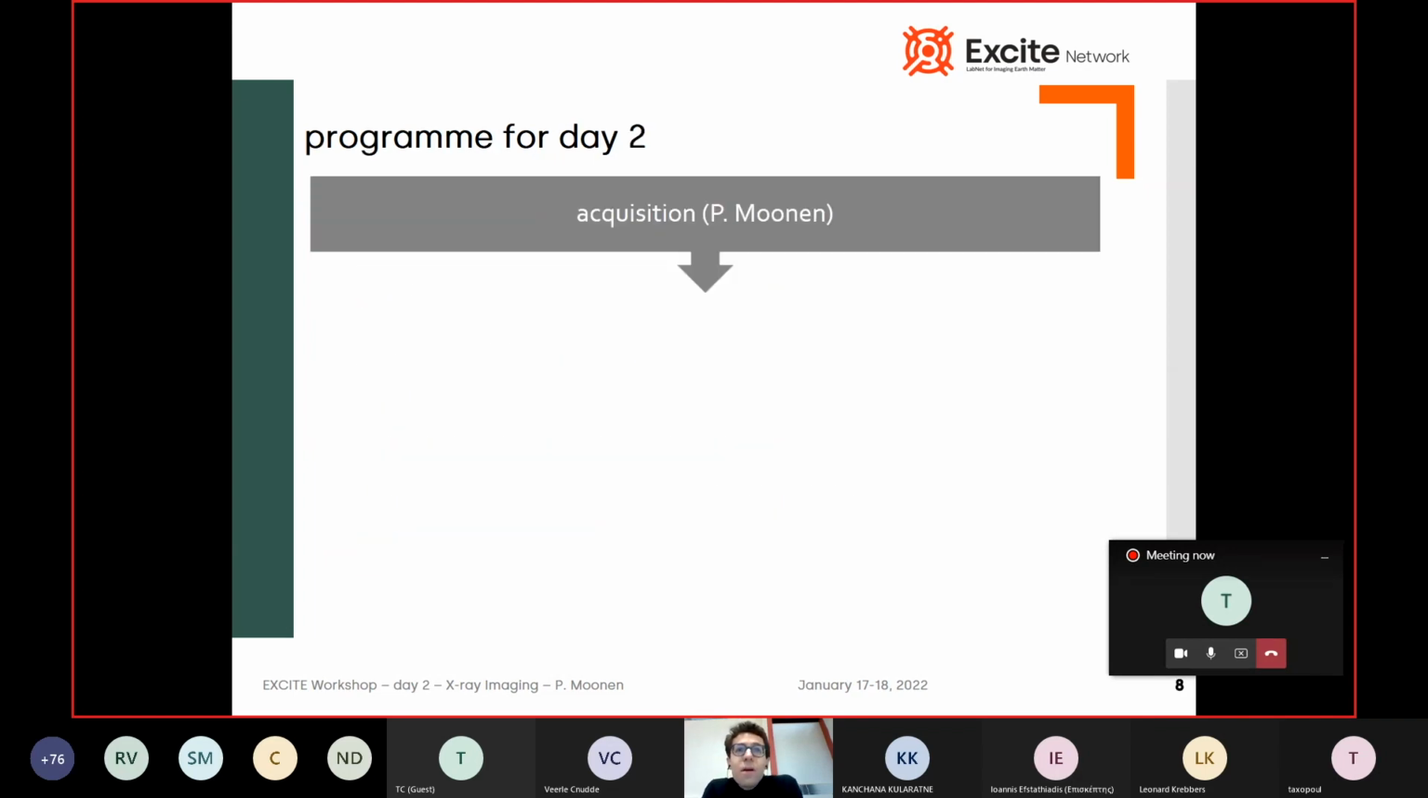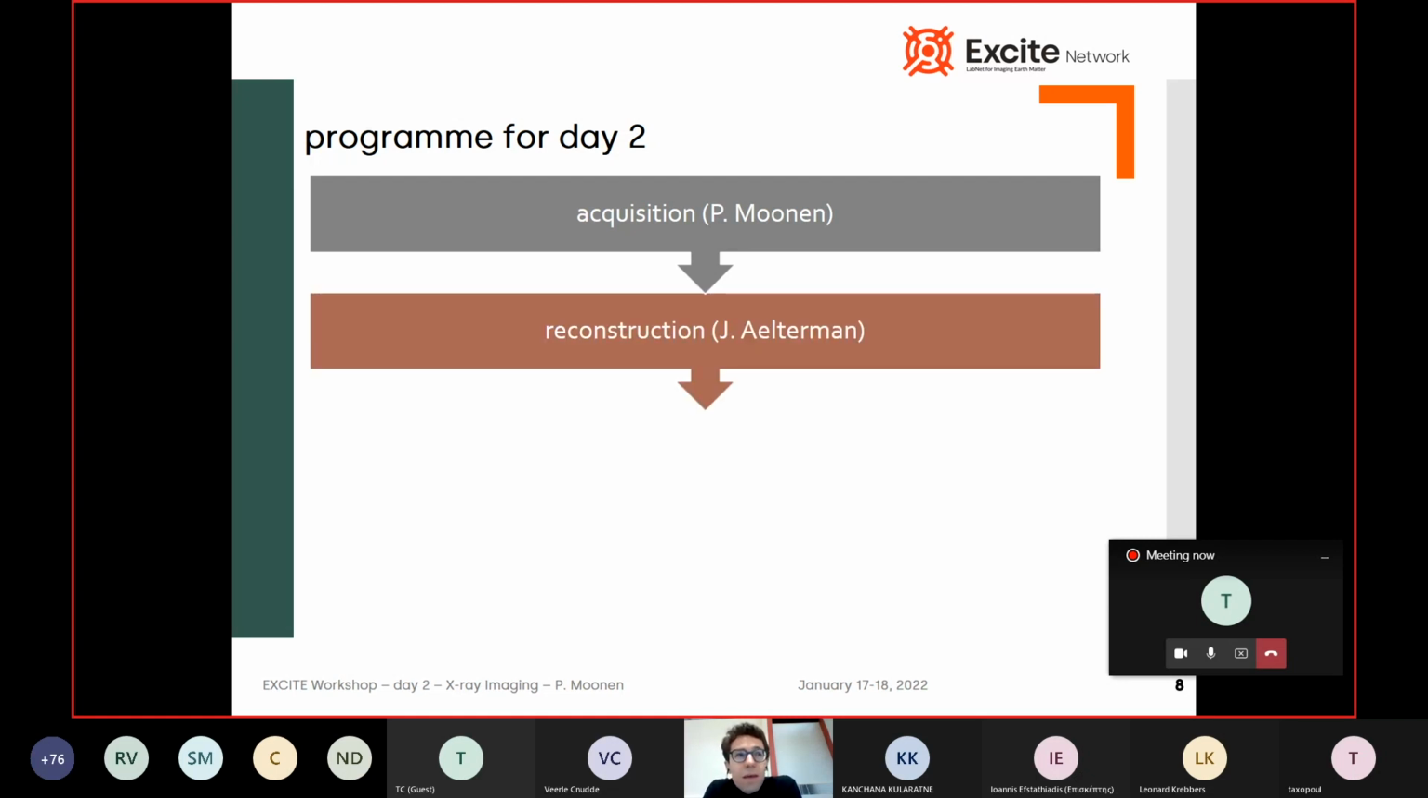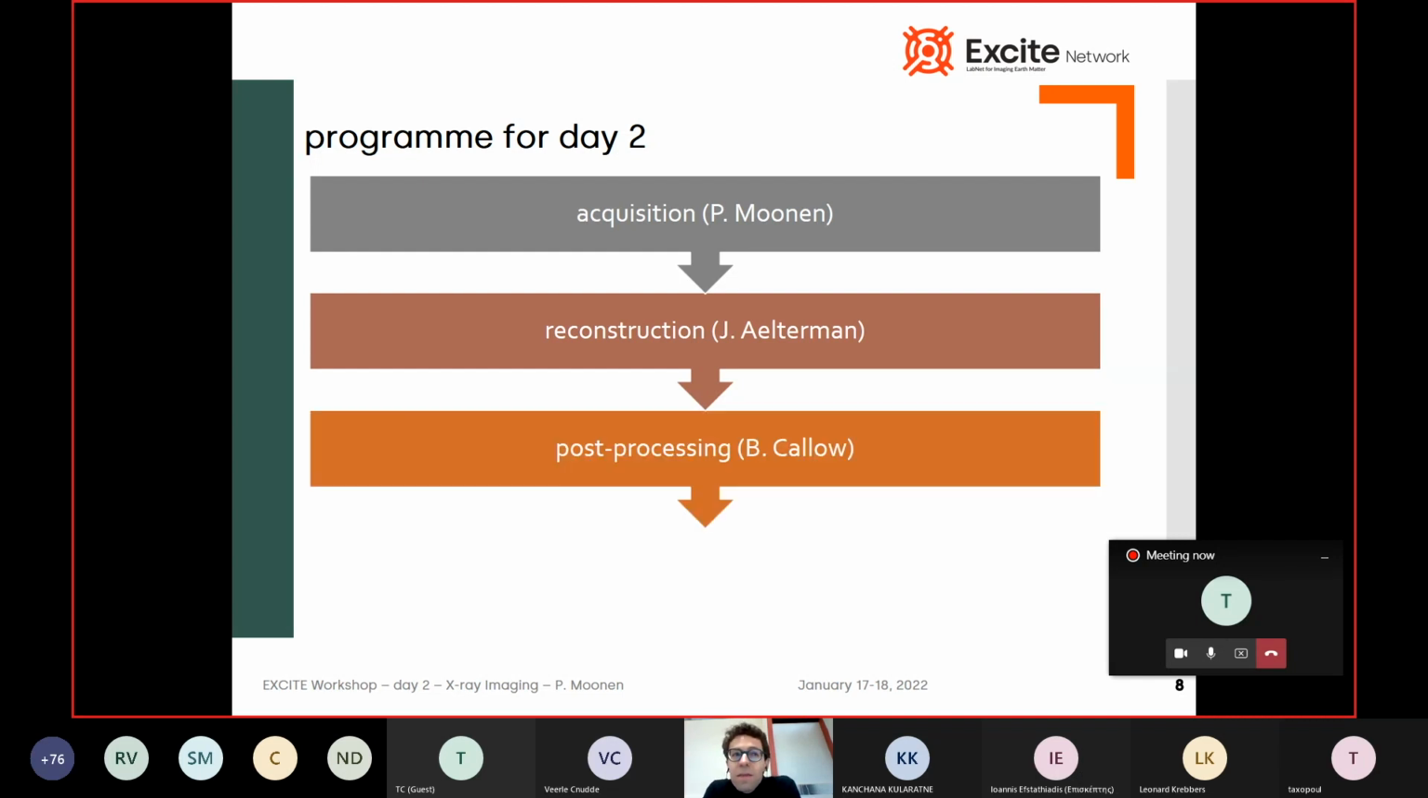So this gives you a quick introduction about X-ray imaging. Everything starts with an acquisition, and the rest of my talk will deal with acquisition only. Acquisition gives you a series of 2-dimensional projections over time. Those need to be reconstructed to obtain an object in 3 dimensions. That's the subject of the next lecture, which will be given by Jan Alterman. And this three-dimensional data set will then need to be post-processed and analyzed, which is a topic that will be discussed by Ben Callow. These three steps are needed for any X-ray workflow.